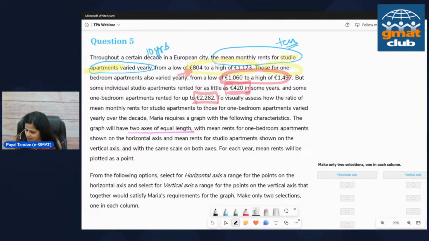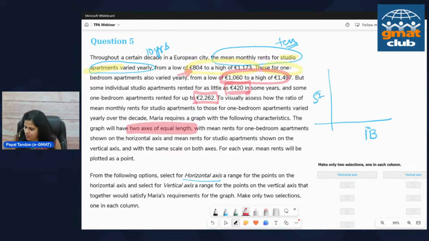The graph will have two axes of equal length, with mean rents for one bedroom apartments shown on the horizontal axis and mean rents for studio apartments on the vertical axis. For each year, mean rents will be plotted as a point. From the following options, select the range for points for the horizontal axis. So here what I have to do is these axes will have equal length. That is very important. That's the most important thing over here.